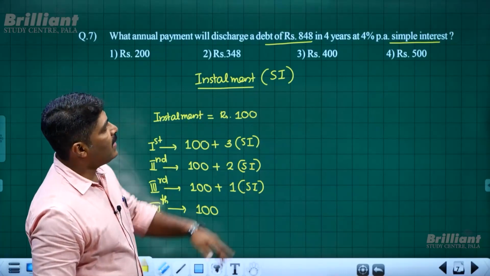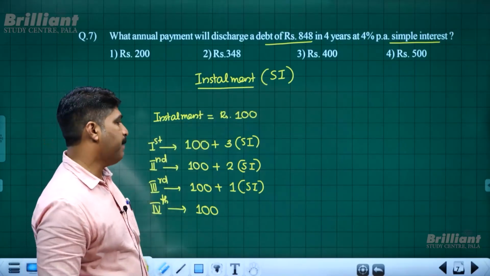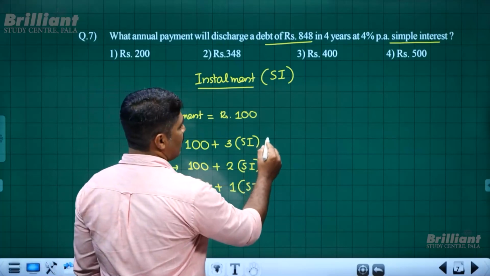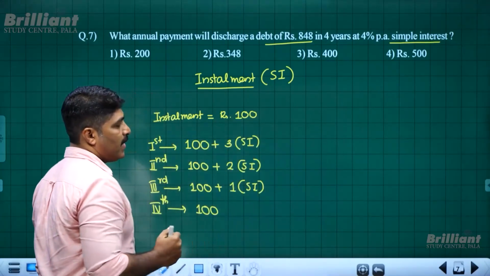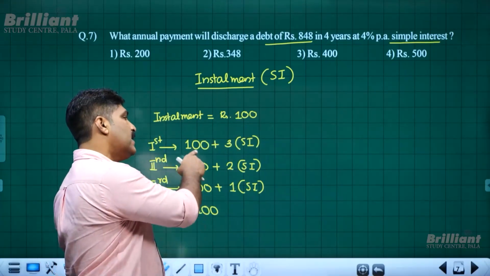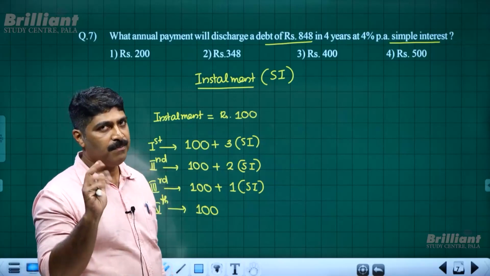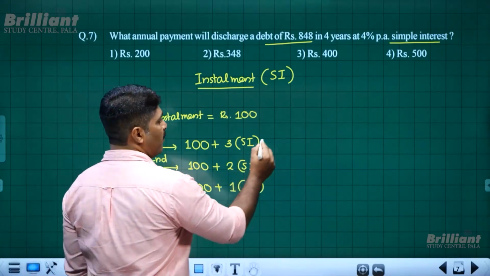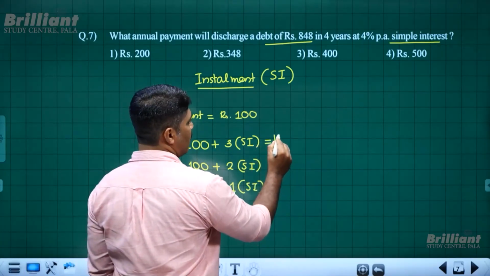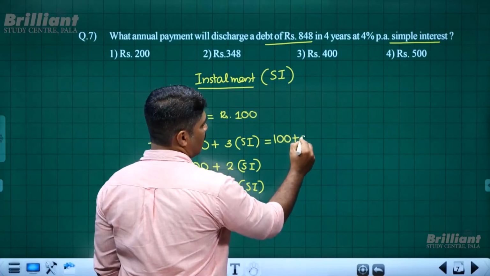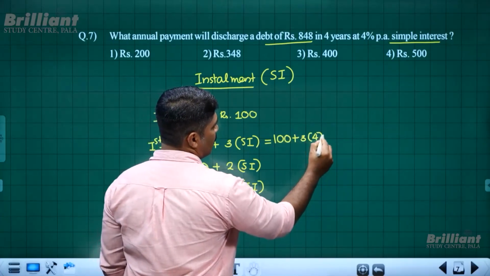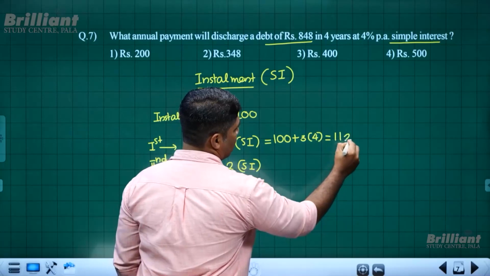So it is given that 4% per annum. So then we just consider, what is 4% per annum? 4% per 100 is equal to 4 rupees only. So therefore, effectively, what is this value? This is 100 plus 3 into 4. So that is equal to 112.